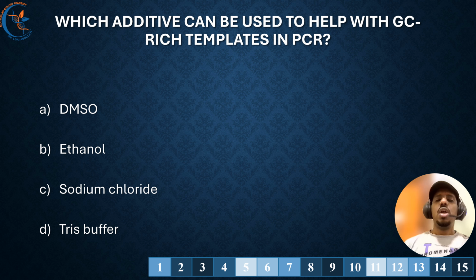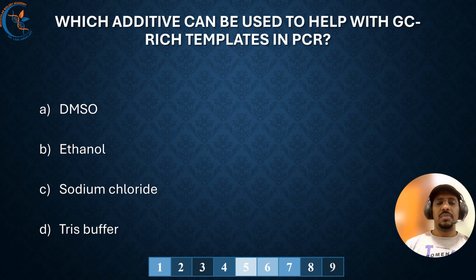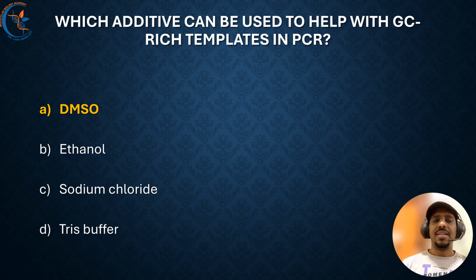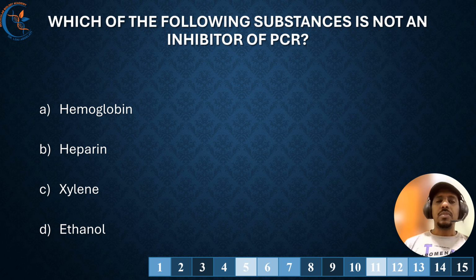Okay, the next question here. Which additive can be used to help with GC-rich templates in PCR? The correct answer is DMSO, okay? DMSO helps to reduce the secondary structures in GC-rich templates, improving the efficiency and specificity of the PCR, okay? Let's move on.